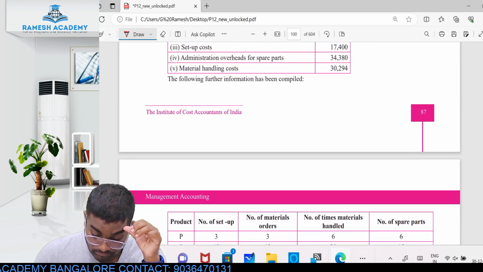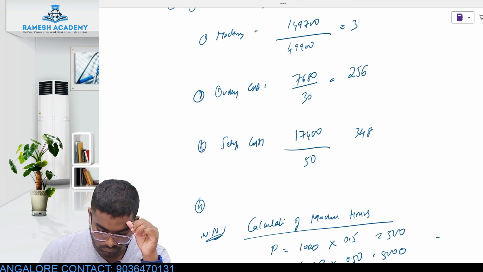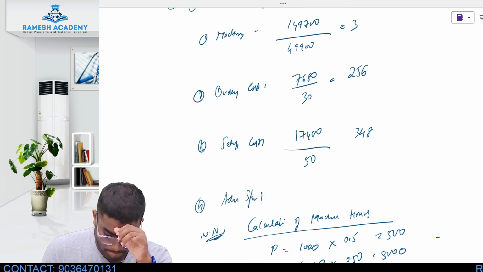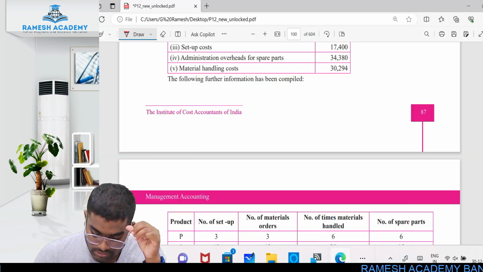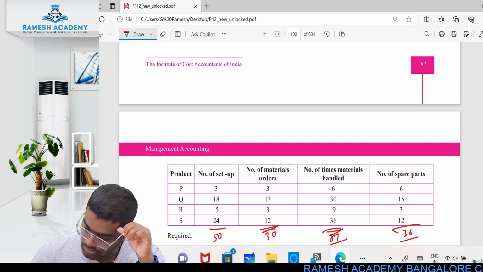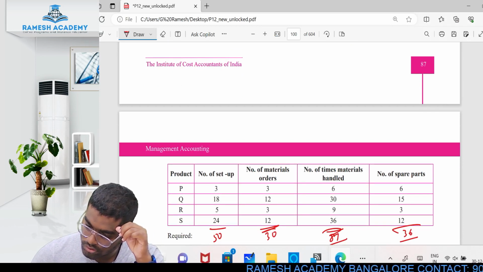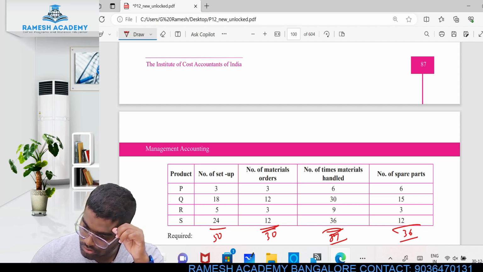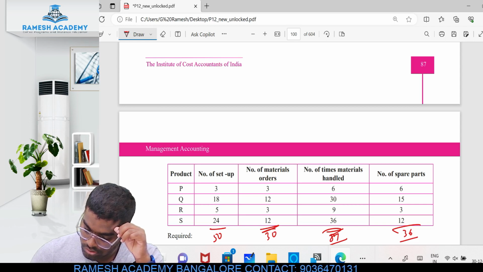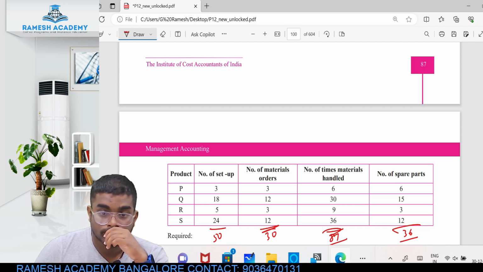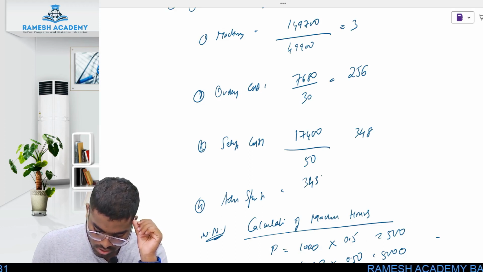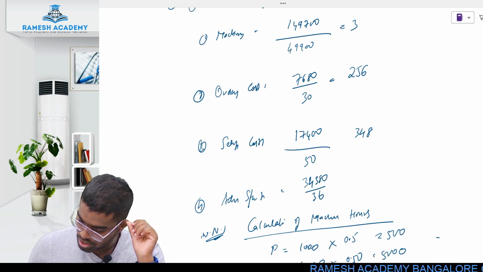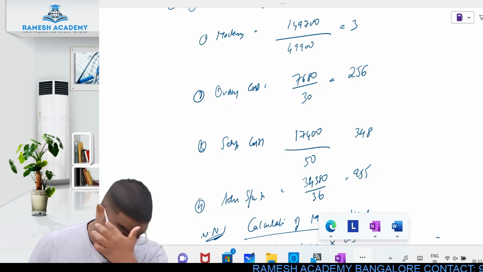Admin overhead for spare parts. What is the admin overhead for spare parts? 17,400 and number of spare parts is 36. So admin overhead is 34,380 divided by 36. So it is 955. So what is the next overhead?